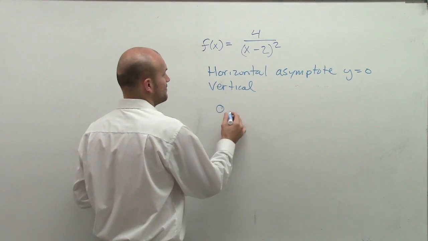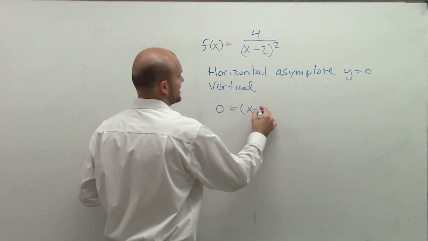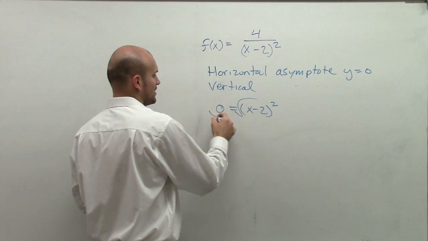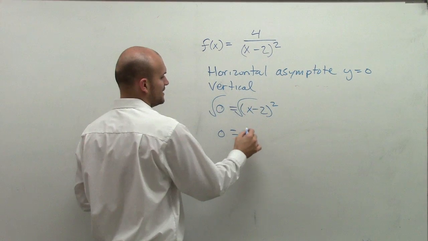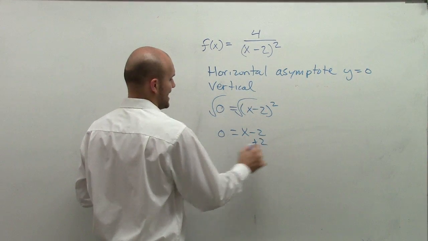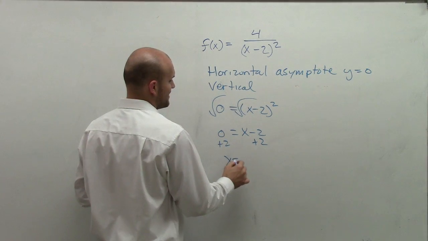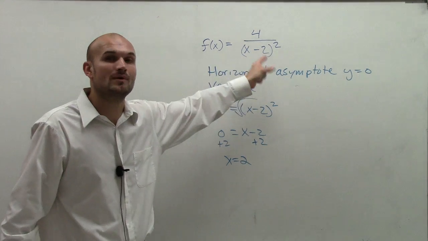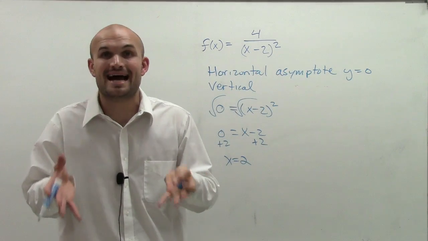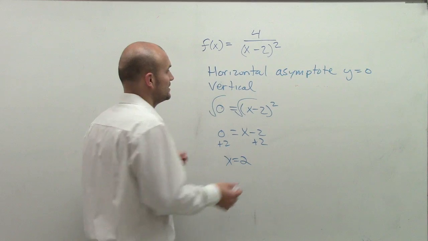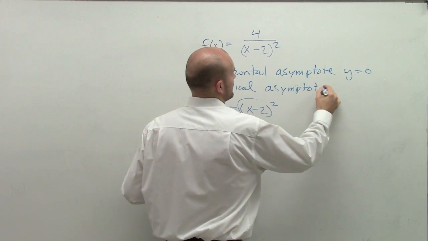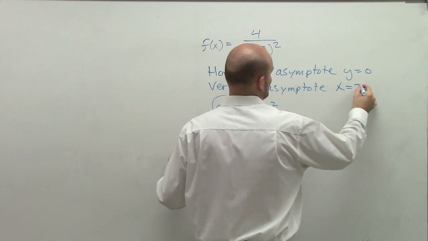So what we do is we set the bottom equal to 0. So I have x minus 2 squared equals 0. Well, to undo the squaring, I square root both sides. So I have 0 equals x minus 2. Add 2 to the other side, and I have x equals 2. So therefore, when x equals 2, I have 0 on the bottom. Therefore, that does not exist on my function. So therefore, my vertical asymptote is going to be when x equals 2.